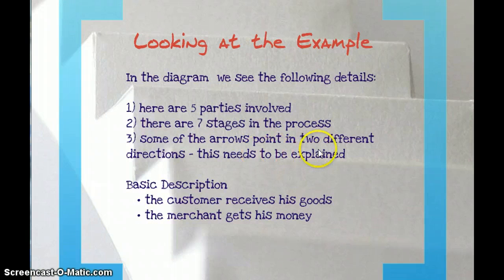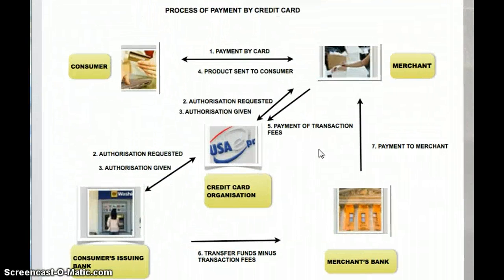Something peculiar about this is that we've got arrows going in both directions. So what does this mean? That between consumer and merchant, there is a give and take, okay? This simultaneous activity between the two, okay? The authorization requested and given is also done, all right?